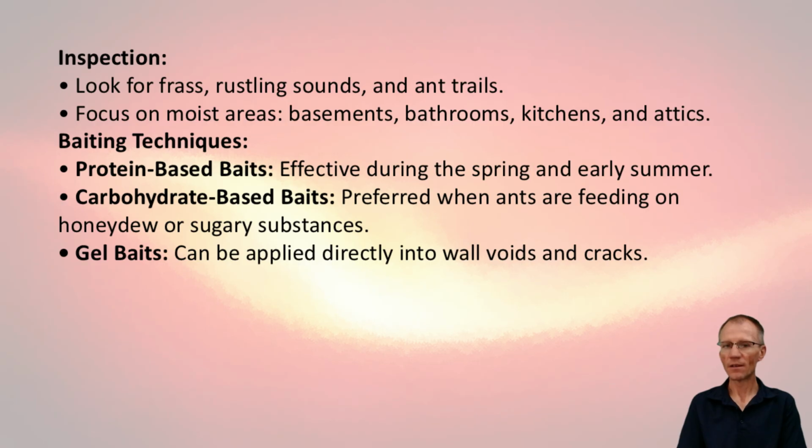Baiting techniques. Protein-based baits. Effective during the spring and early summer. Carbohydrate-based baits. Preferred when ants are feeding on honeydew or sugary substances. Gel baits. Can be applied directly into wall voids and cracks.